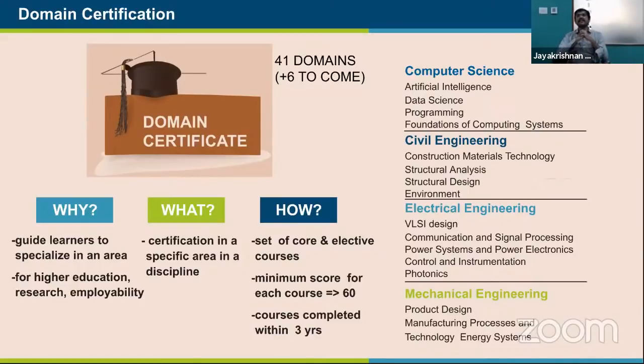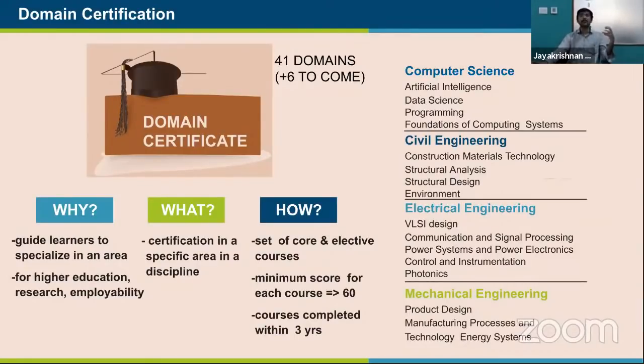And what we would recommend is something called a domain certificate. How does a domain certificate work? It guides learners within a specialized area. For example, there were people asking what kind of courses to select in computer science. In computer science, we have the artificial intelligence domain, data science domain, programming domain, and foundations of computing systems domain. All these domains have a set of core and elective courses, and this will give you a very specific industry-ready or research-ready skill set.